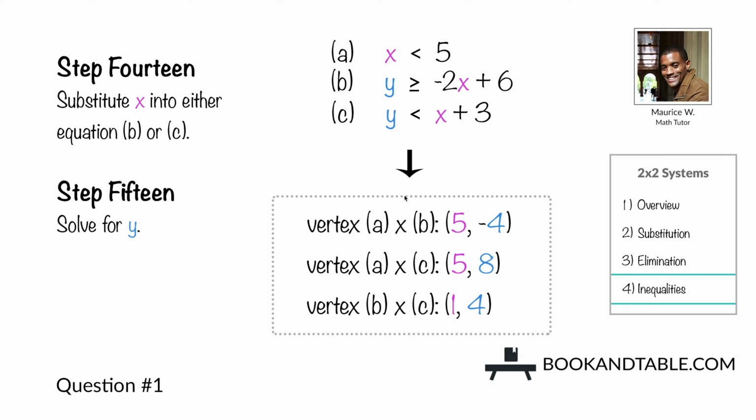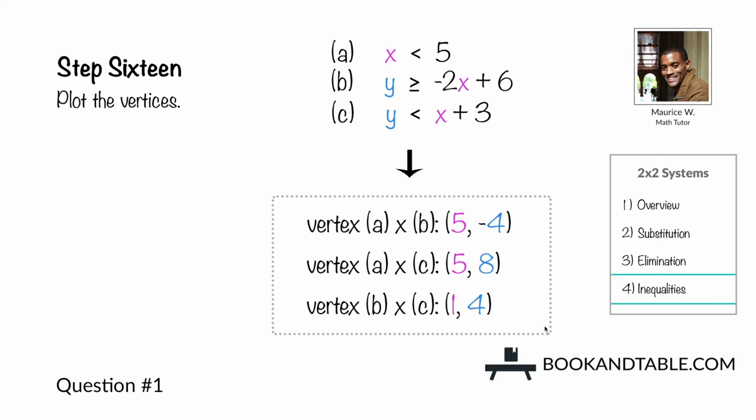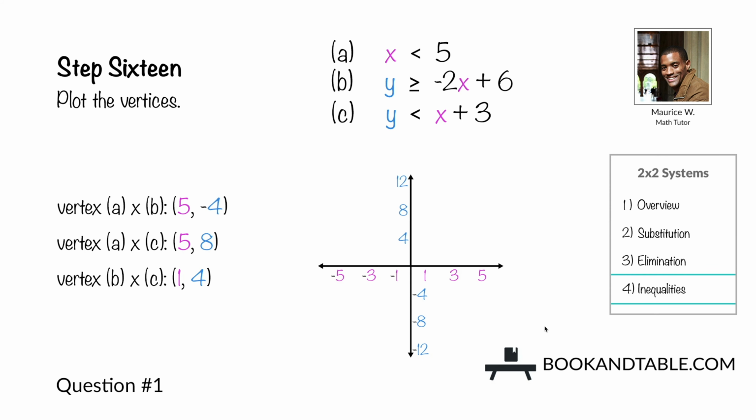So now we have all three vertices, AB, AC, and BC. And we have value tables for A, B, and C. So now we can plot our vertices, plot our lines, and then shade our areas to find the solutions. So step 16, plot the vertices. The first vertex for AB is 5, negative 4.